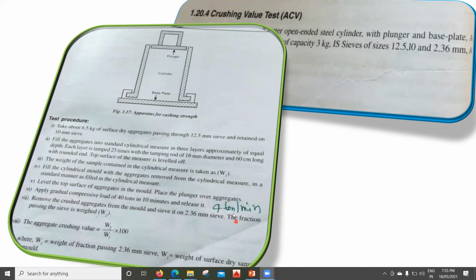That is 4 tons per minute you're going to apply the load, and you have to pass your aggregates through the 12.5 mm sieve and take those aggregates retained on the 10 mm sieve. Finally, once you do the crushing, whatever aggregate powder you get, you have to sieve through the 2.36 mm sieve, and denote that as W2, and W1 is the weight of the sample. You multiply it by 100. Whatever answer you get, make sure it is within 45% for all work, and if you want to use it specifically for road work, you have to make sure it is less than 30%, right?